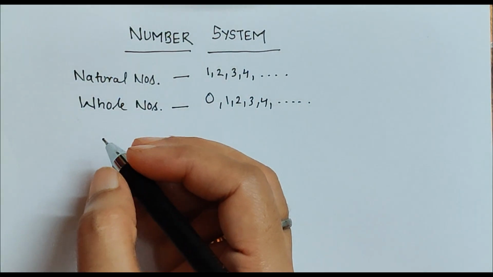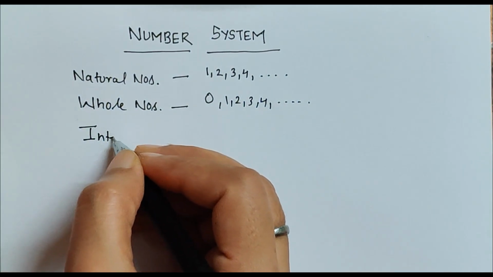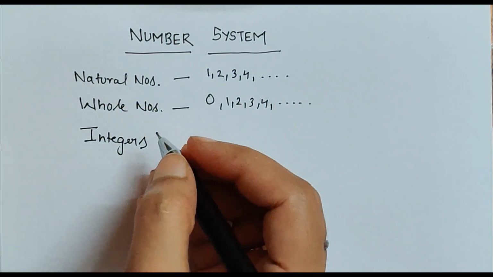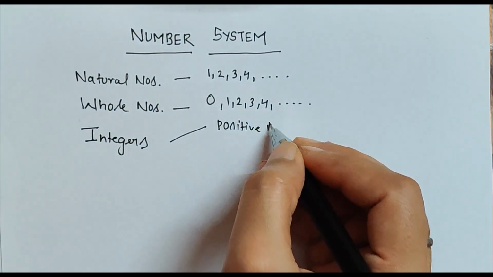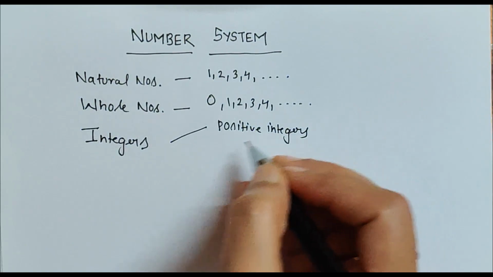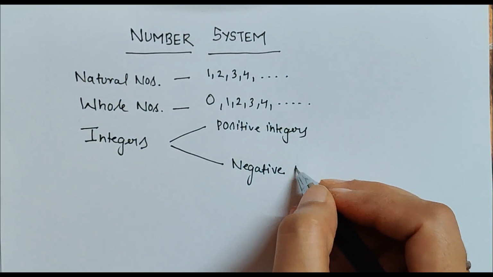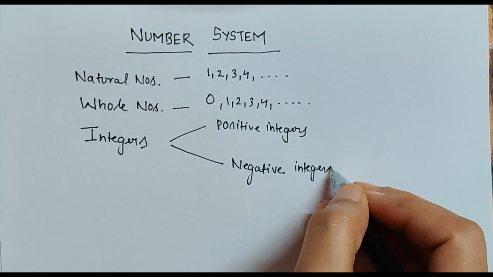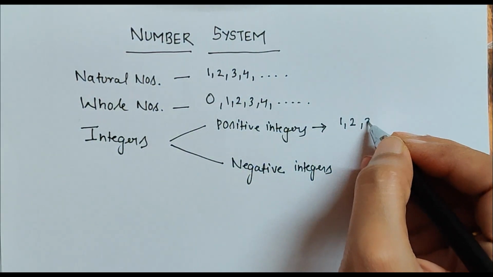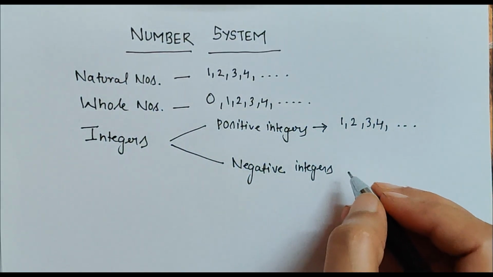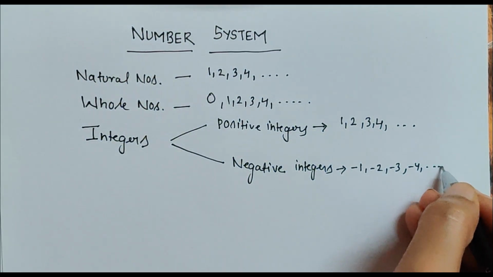The next type of number which is important for us to understand is integers. Now, there are two types of integers. One is positive integers and the other is negative integers. What does it mean actually? A positive integer is nothing but all positive numbers like +1, +2, +3, +4 and so on. Negative integers are nothing but -1, -2, -3, -4 and so on.